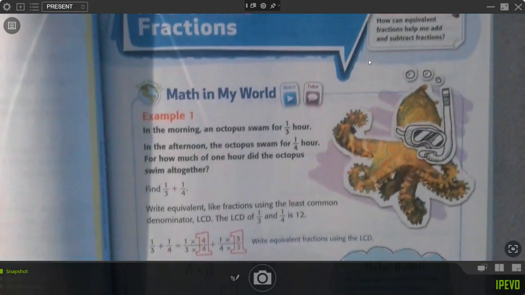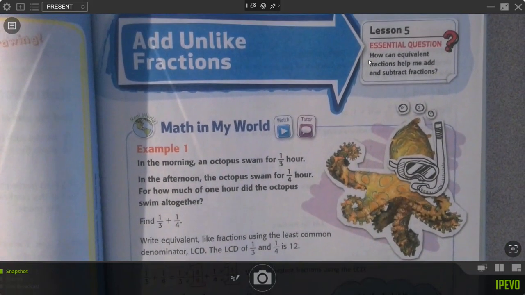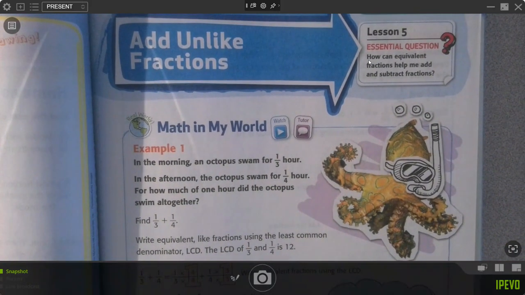Okay, so today we're going to be doing lesson 5, adding unlike fractions. Our essential question is, how can equivalent fractions help me add and subtract fractions? Alright, let's get started. In the morning, an octopus swam for 1/3 of an hour. In the afternoon, the octopus swam for 1/4 of an hour. How much of the 1 hour did the octopus swim altogether?